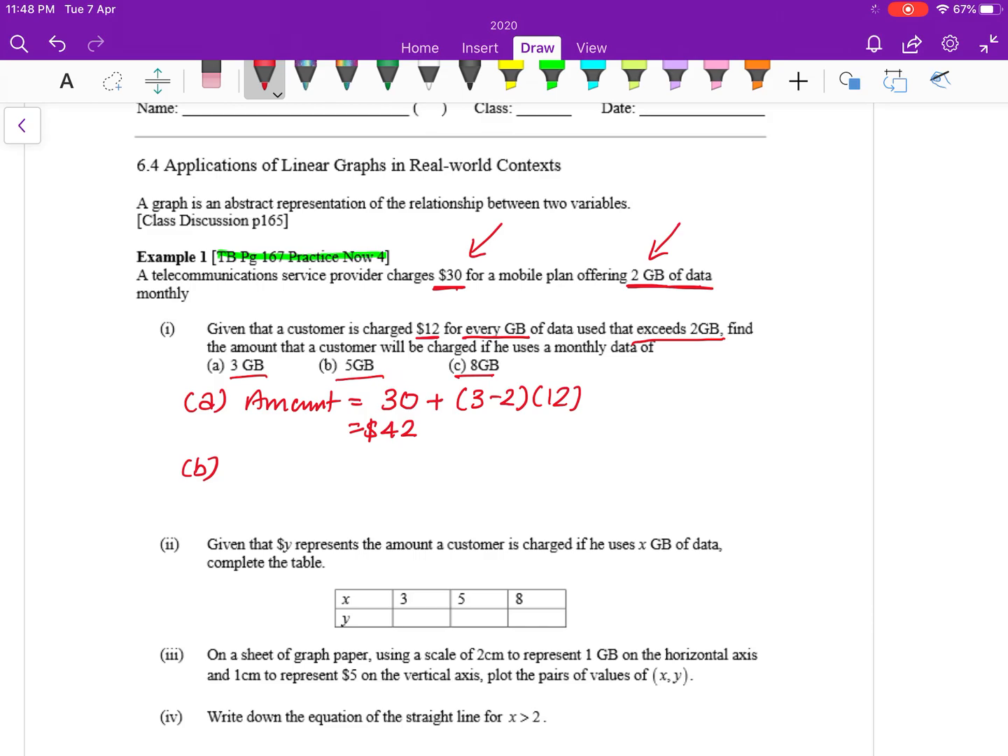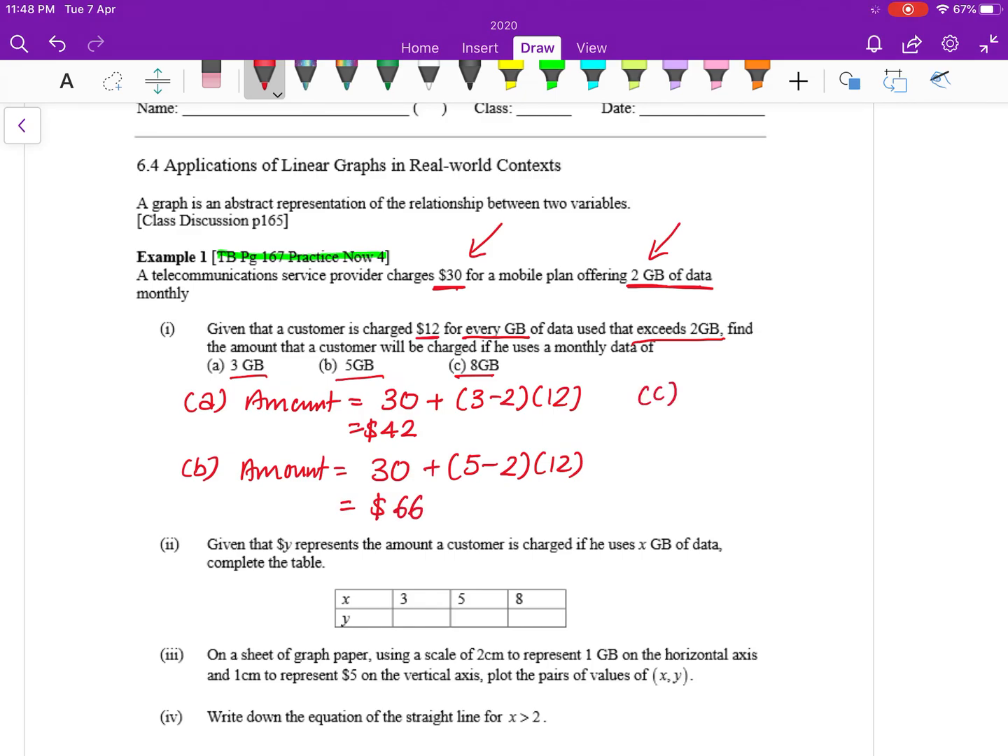Let's try part B. If I use 5 GB, what's the amount I need to pay? The standard is $30 for 2 GB of data. Then I add the amount that I exceeded, 5 minus 2, which is 3 GB, multiplied by 12. That will be 36 plus 30, so that will be 66.